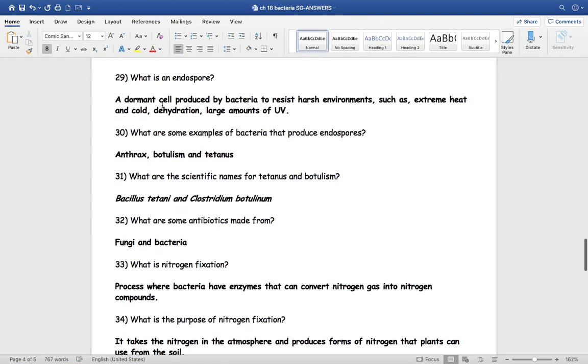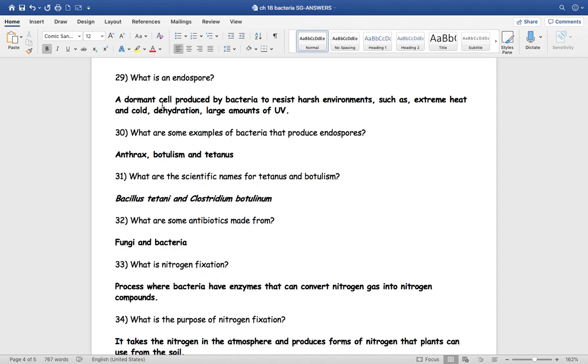Right, so let's start on 29. What is an endospore? It's a dormant cell produced by bacteria to survive harsh environments such as extreme heat and cold, dehydration, and large amounts of UV. It's basically a suit of armor for bacteria.